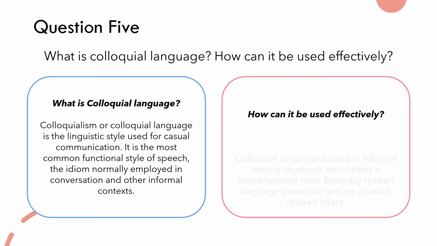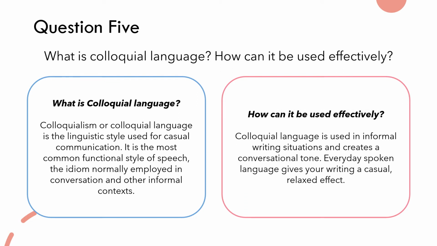How can it be used effectively? Colloquial language is used in informal writing situations and creates a conversational style. Everyday spoken language gives your writing a casual, relaxed effect, so it's really important that you use this but use it appropriately. So we don't mean that when you're using colloquial language that you use bad language.